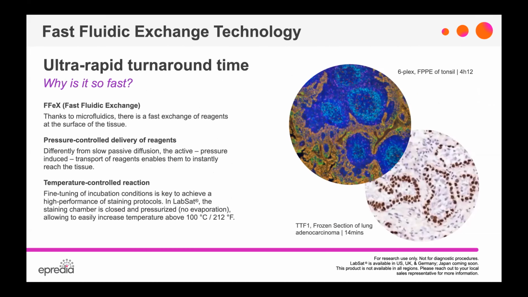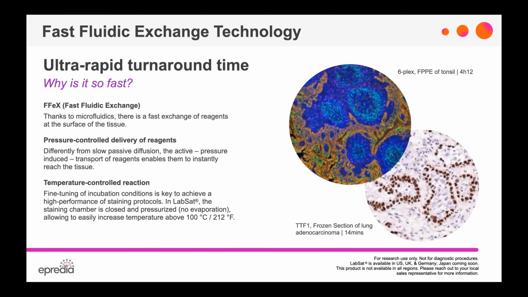So the ultra rapid turnaround time is why it's so fast. So again, this goes over to the flash fluid exchange. There's the slide that sits into the apparatus. There is a pressure control delivery of the reagents that allows them to go through and gets the interaction with the epitopes and the markers on the slides very well. And then you can control those incubation steps very precisely, as you can see here, to temperatures above 100 degrees without affecting drying or evaporation or inconsistency across the tissue on the slide.